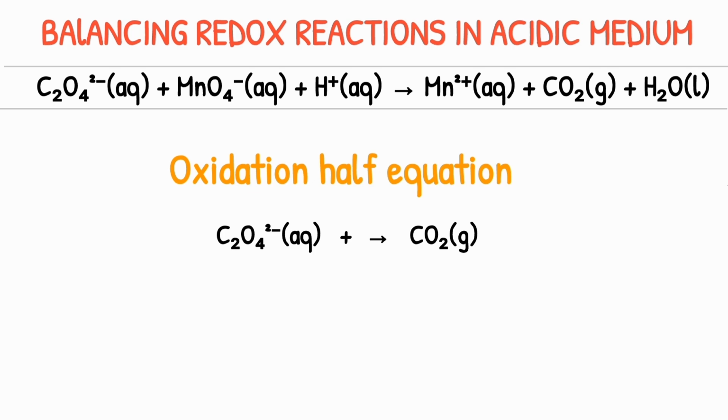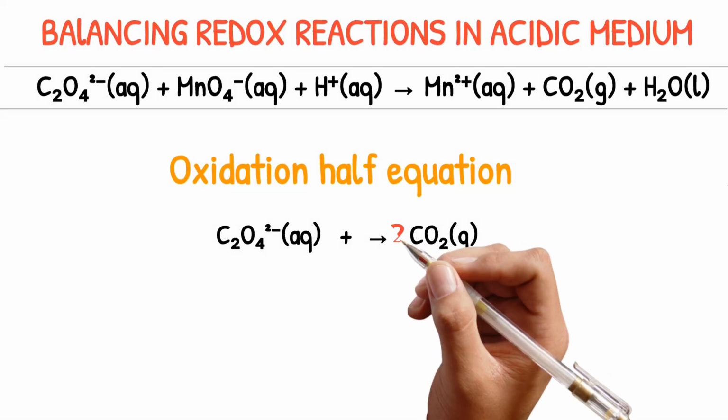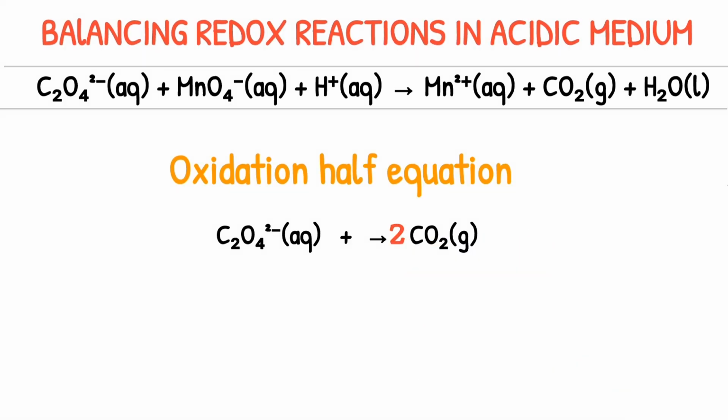Let's look at the equation again. On the left hand side of the equation, we have 2 carbons, but on the right hand side, we have just 1 carbon. On the left hand side again, we have 4 oxygen atoms, and on the right hand side, we have just 2 oxygen atoms. So we are going to write a 2 in front of carbon dioxide, and that will be balanced.